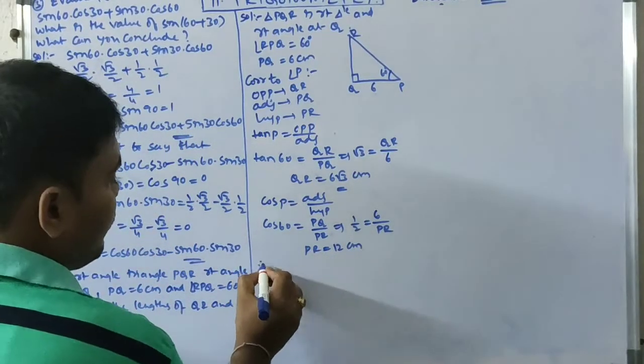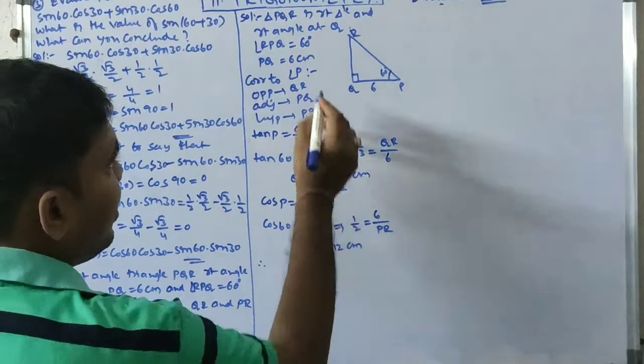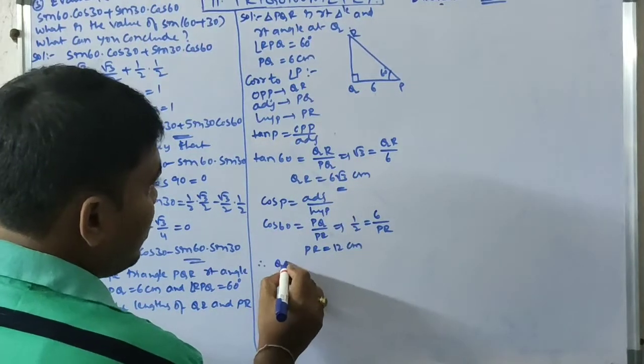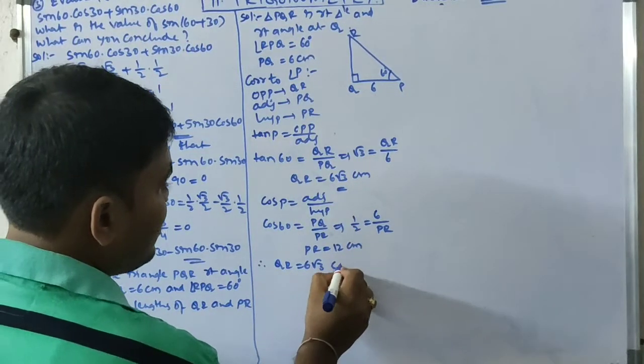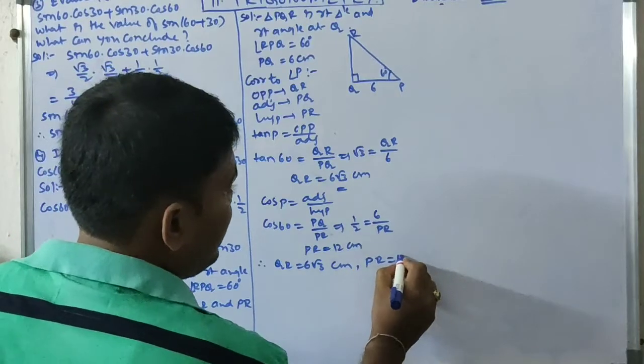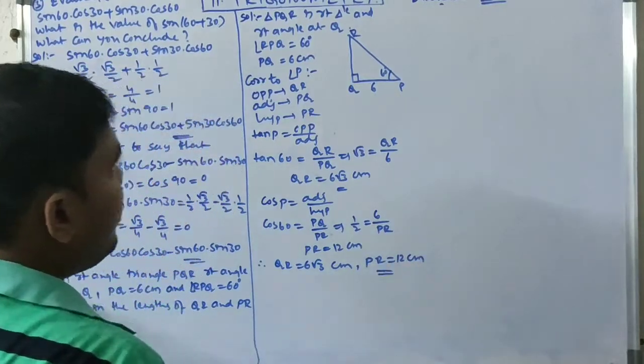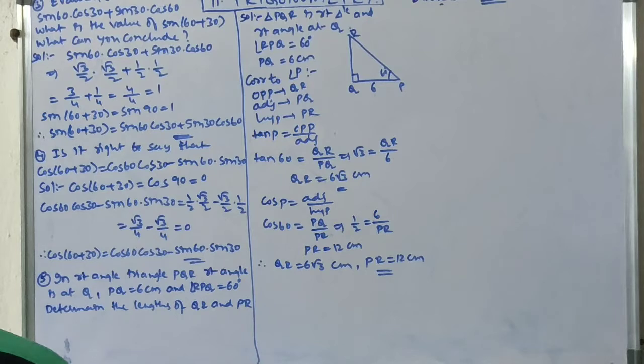Therefore, QR equals 6 root 3 centimeters and PR equals 12 centimeters. So this is what we needed to find. Okay, this is the solution. Next question.